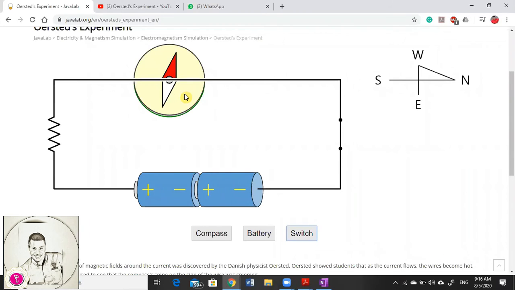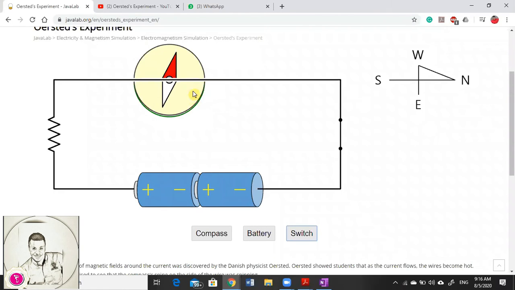So with this experiment, he was now able to state that there is a magnetic field whenever current is flowing through a wire. And that is wonderful, because you're using electricity and creating a magnetic field or magnetism. That's amazing. And we're going to see how we took this further to a next dimension.